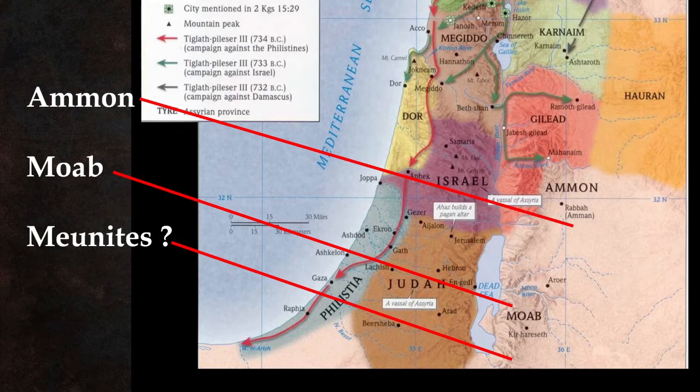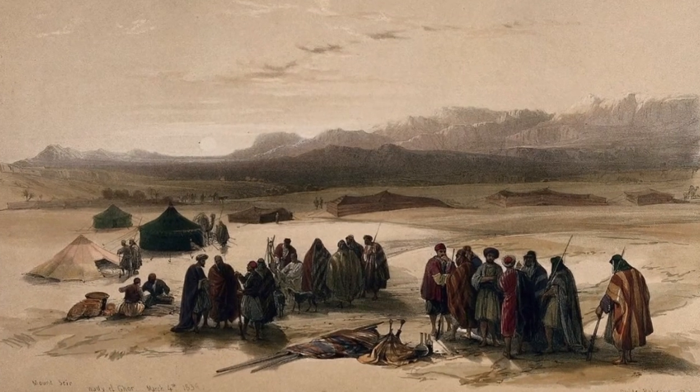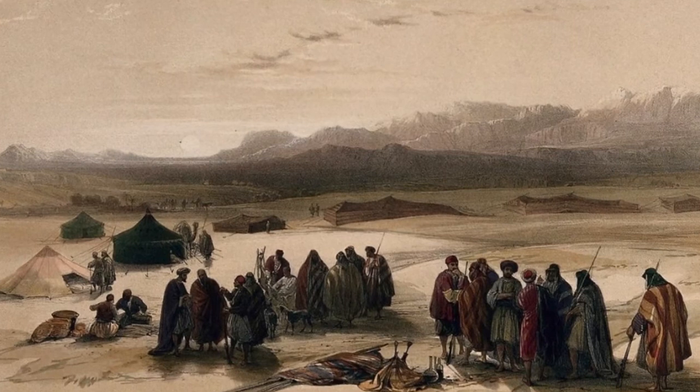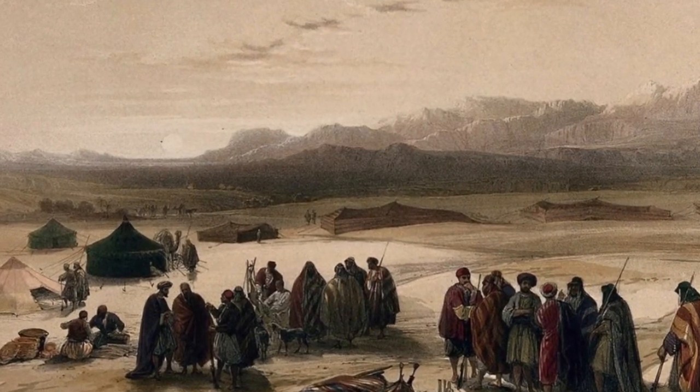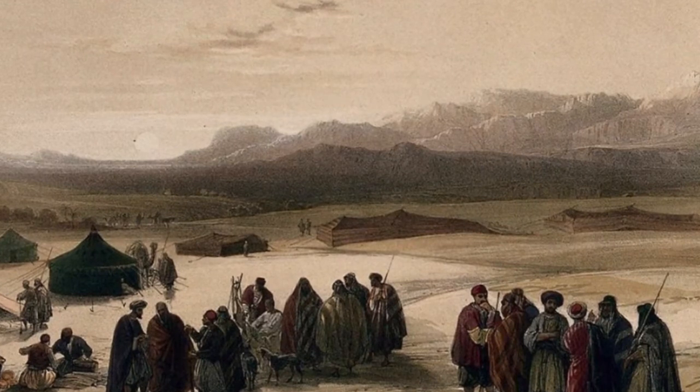And the Meunites were a nomadic tribe that lived around Mount Seir down here. So Ammon, Moab, and then the Meunites, if that's what's meant here, would be from down about here. Clear as mud? Okay. And Mount Seir here, from this painting from the 1840s. It's actually a tinted drawing. But that is Mount Seir that we're kind of zooming in on.